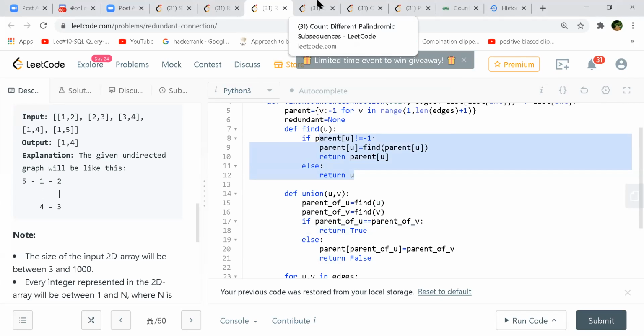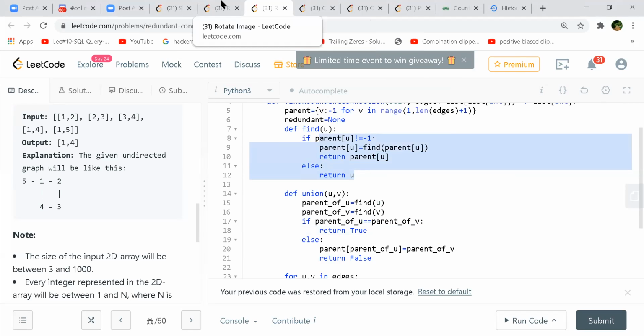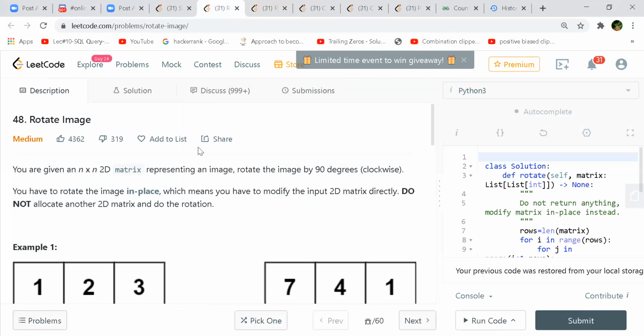So shall we move to the next? Somebody wanted a DFS approach, I think. Does anyone want to share DFS? Okay, you share, go ahead, Abhishek, share it.